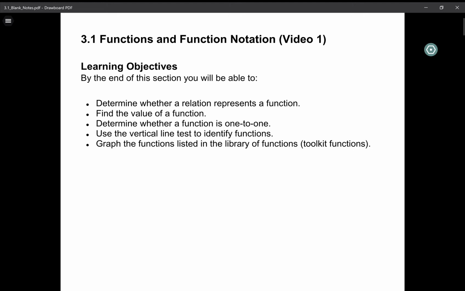Well, we're going to determine whether a relation is a function. We're going to find values of a function. We're going to determine whether functions are one-to-one. We're going to use vertical line tests to identify functions. And we're going to look at the toolkit functions and decide which of those are one-to-one functions. So that's our plan for this video today.